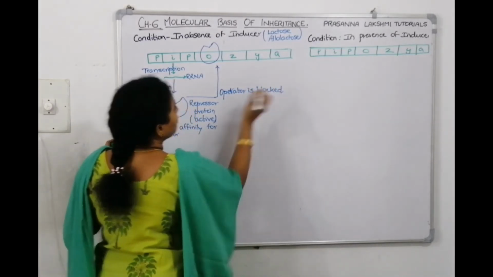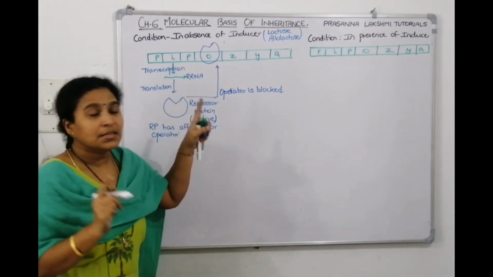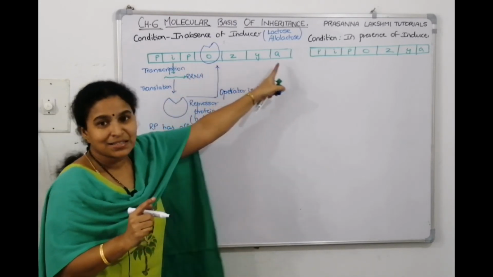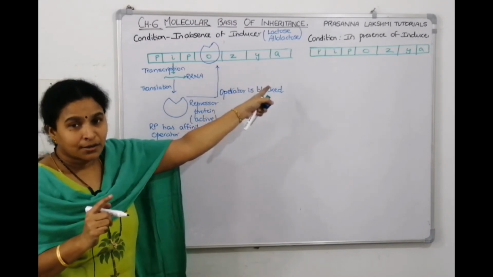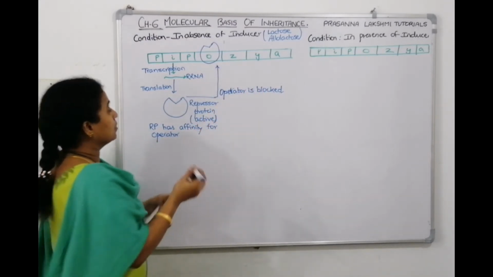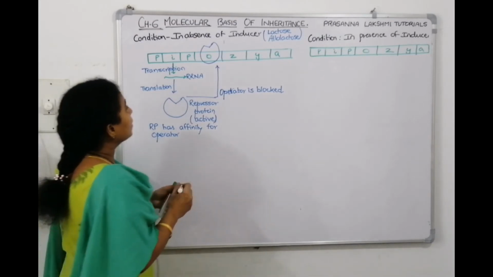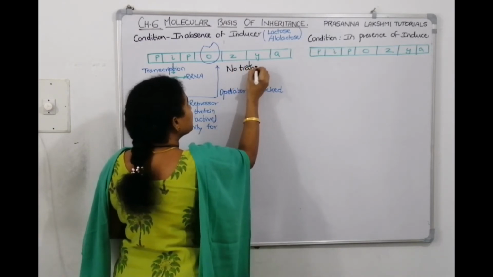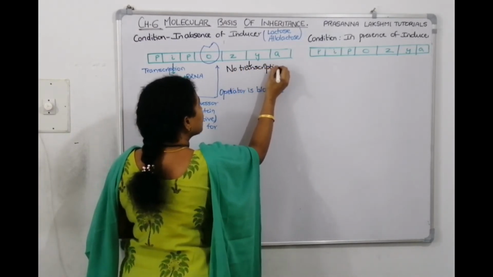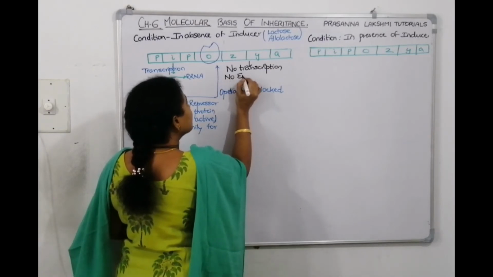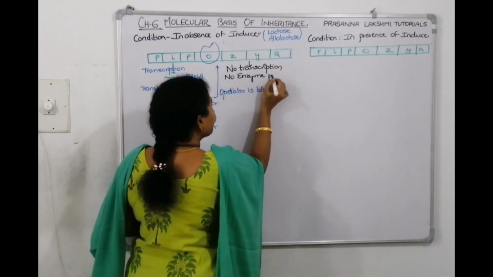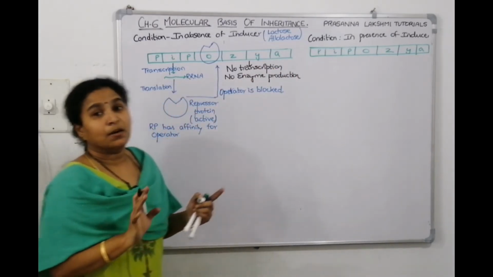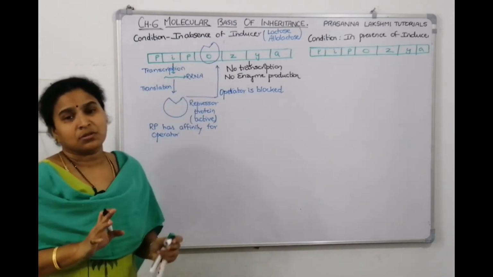Children, when the operator is blocked, then RNA polymerase enzyme cannot come and bind here. When RNA polymerase cannot bind here, it can't read the structural gene. When the structural gene is not read, that means there is no transcription. So in this case, we can write no transcription. Structural genes are not transcribed. No enzymes are made. Enzyme is not made, transcription is not done. When is this? In the absence of lactose.